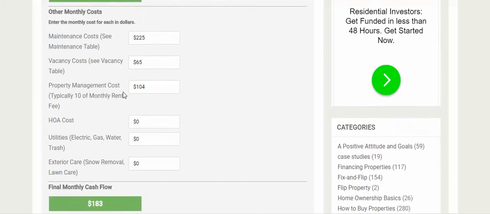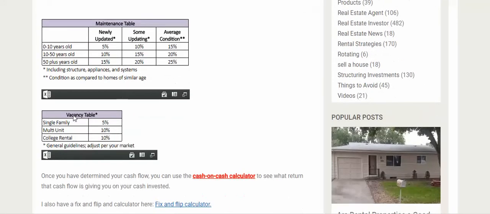Vacancy costs. Now, I'd love it if all of my properties were rented all the time and I had absolutely no breaks and people moving in. That's not realistic. You're going to have vacancies. It's going to happen. There will be times where tenants don't pay. You may have to evict a tenant once in a while. Again, it's rare, but it happens. You have to plan for it.